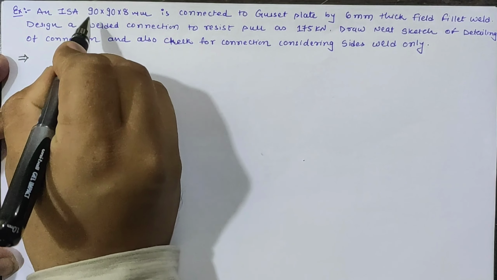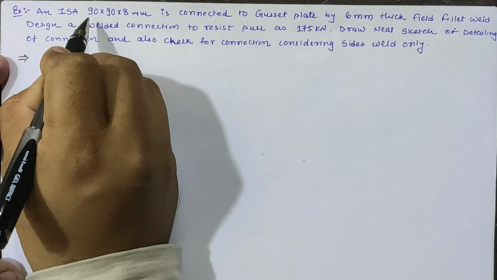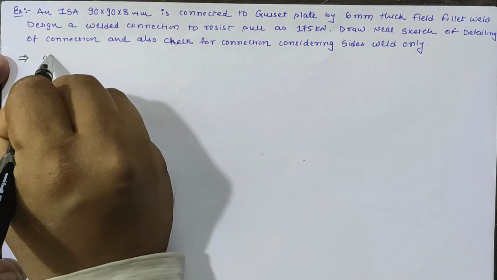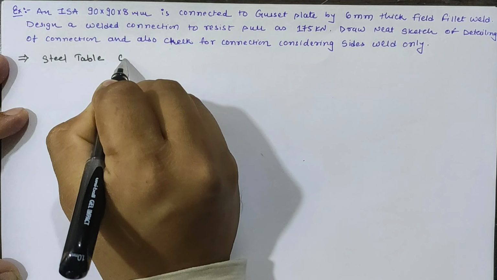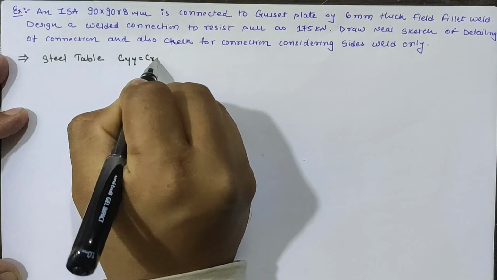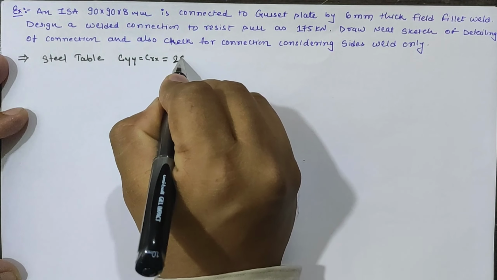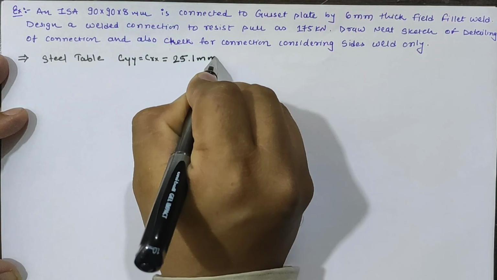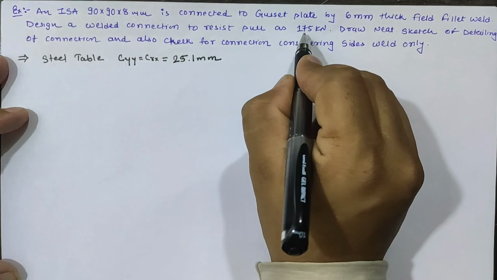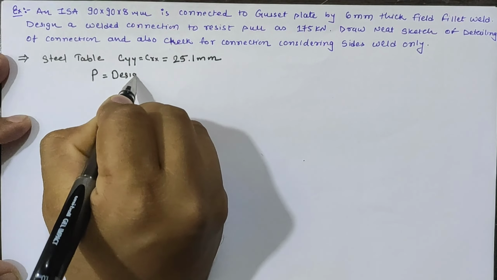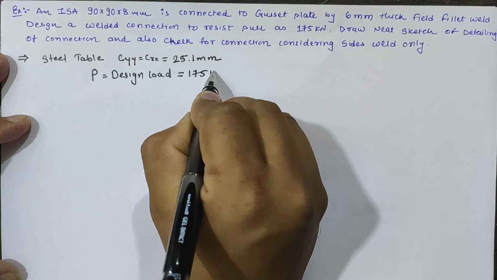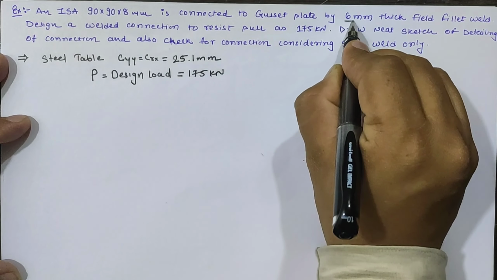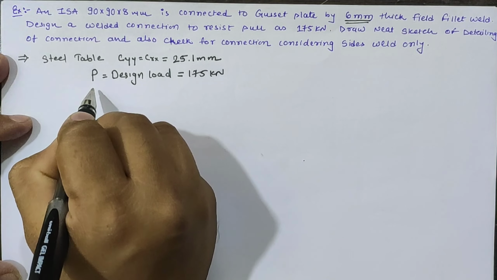Now we have been given the Indian standard 90 by 90 equal angle section. So from the steel table, the CG distance CYY or CXX is 25.1 mm. Another thing given is the design load. So our design load P is given as 175 kilonewton. Now we have been given the 6 mm thick fillet weld.